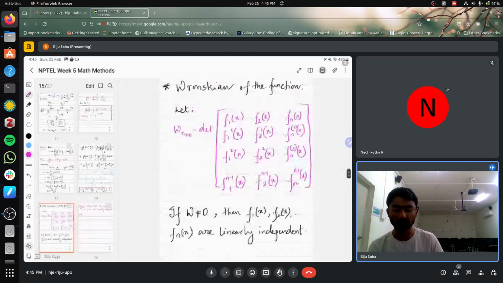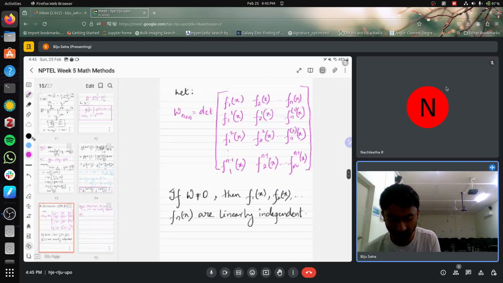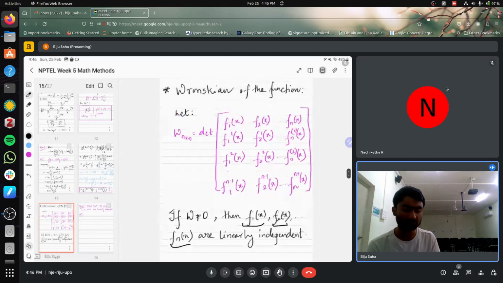Now let me introduce something which is known as Wronskian of a function. Suppose you have some n number of functions, f1(x), f2(x) till fn(x). If the Wronskian of those set of functions comes out to be non-zero, then the functions are said to be linearly independent. Linear independence we have discussed in the linear algebra classes. So this is another way of checking the linear independence of a set of functions.